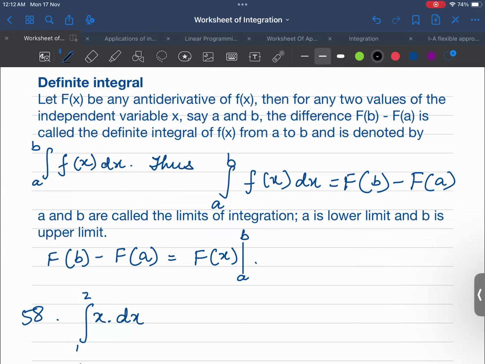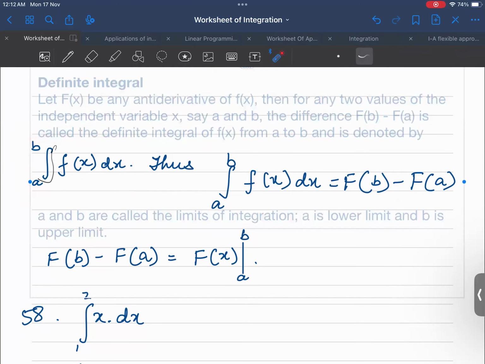Now, definite integral. Let F(x) be any antiderivative of f(x). Then for any 2 values of the independent variable x, say a and b, the difference F(b) minus F(a) is called the definite integral of f(x) from a to b and is denoted like this.